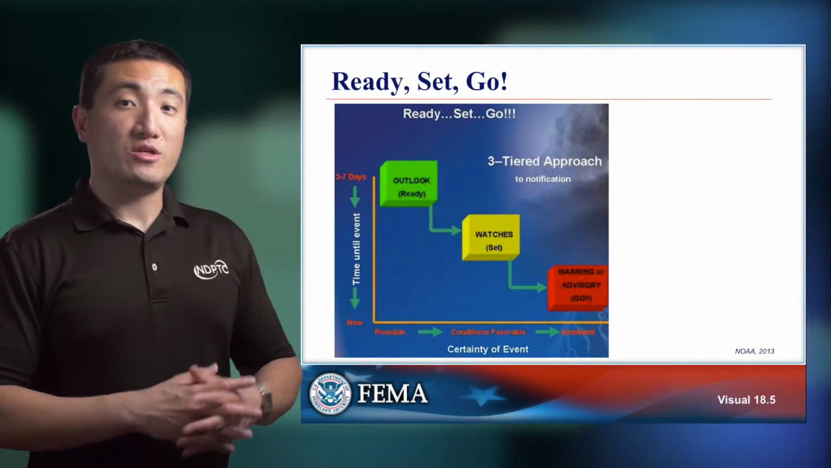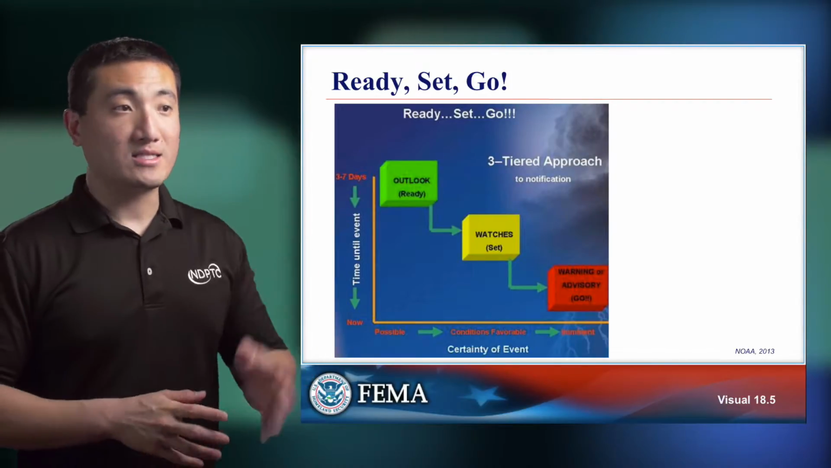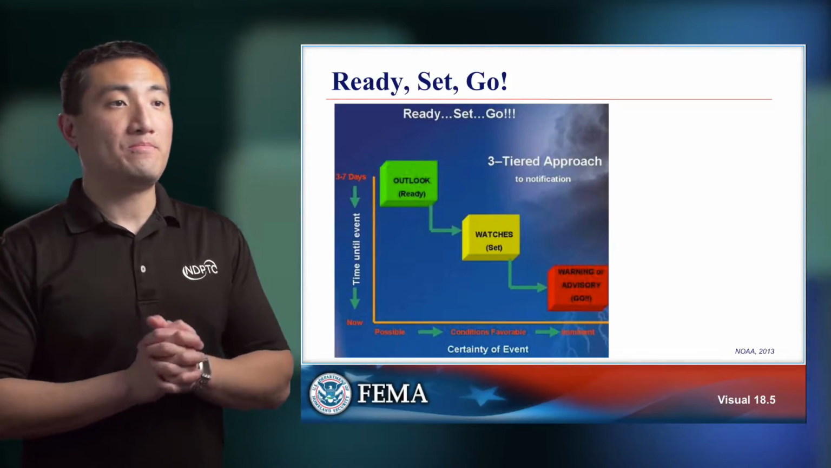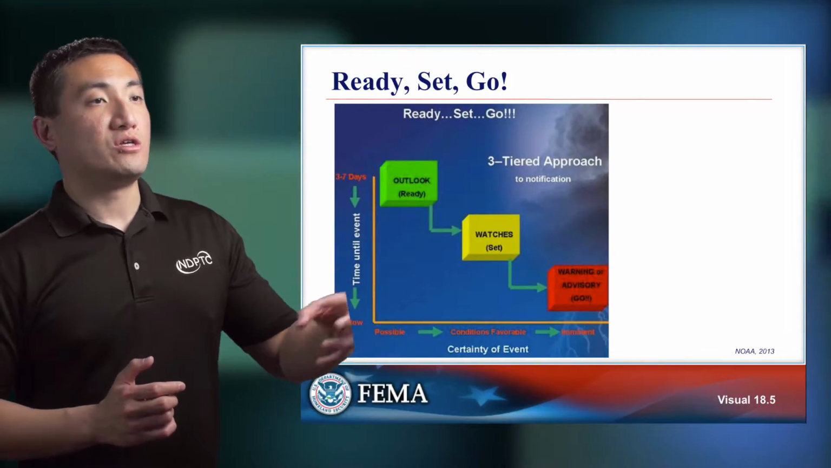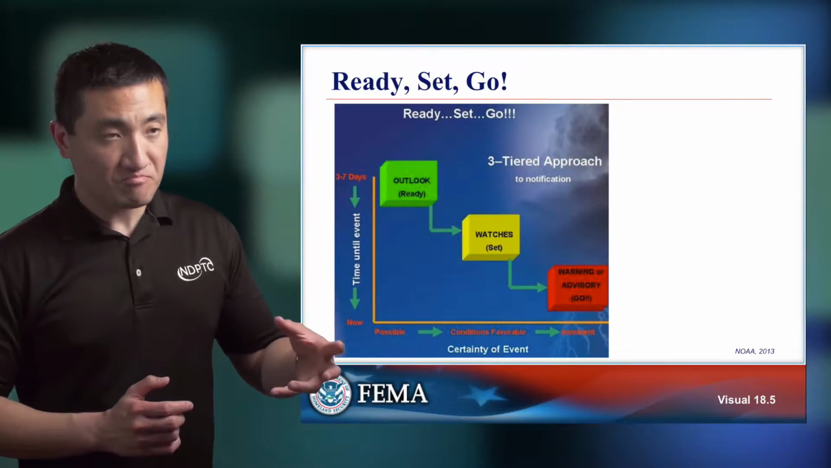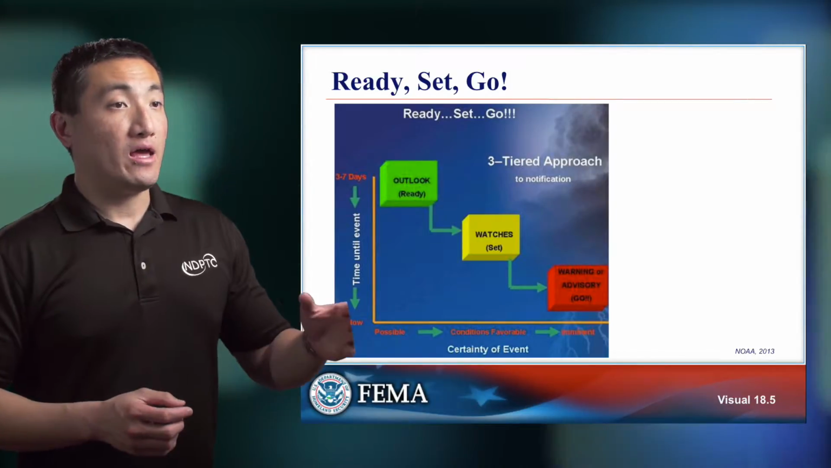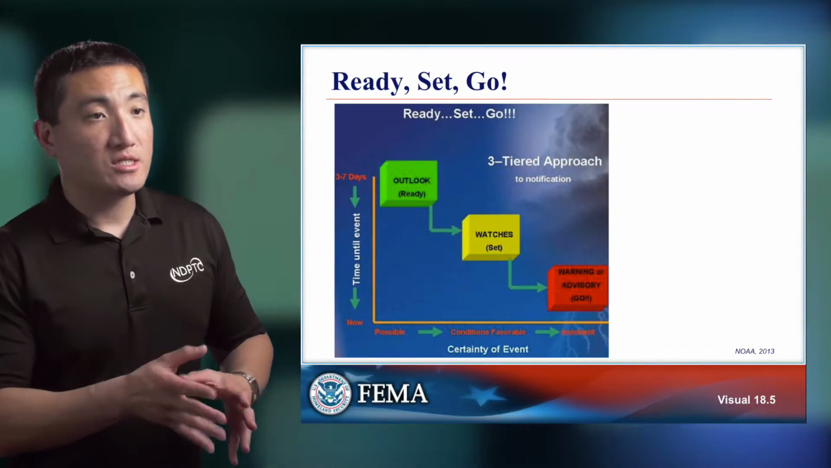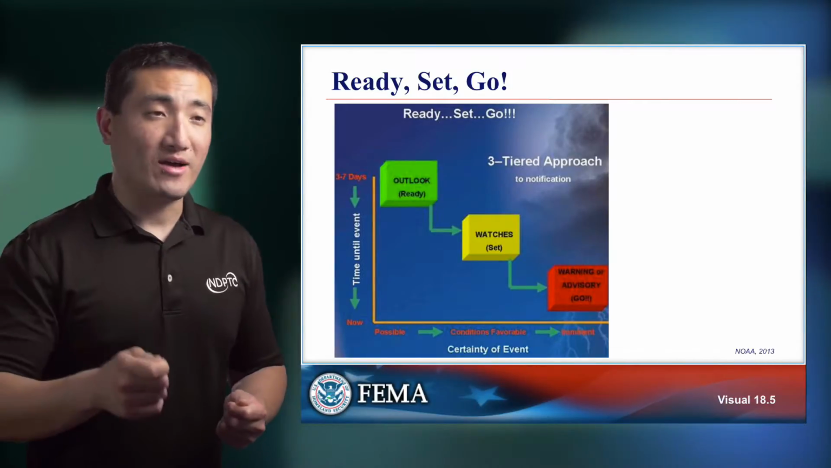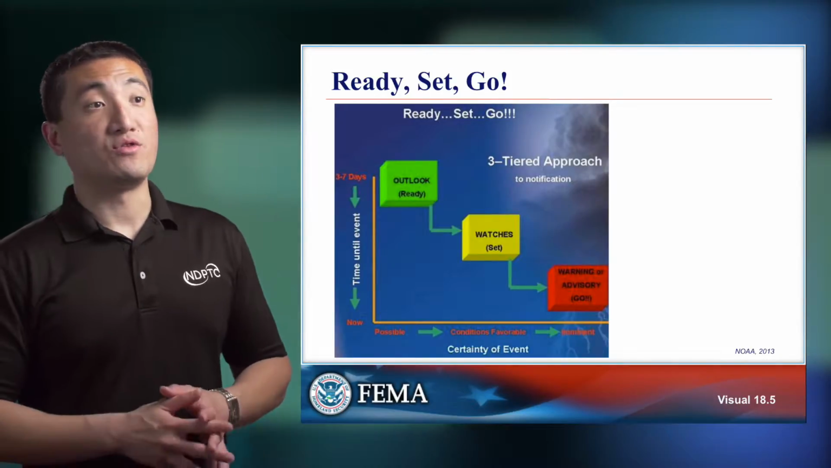This is better illustrated using this flow chart here. You see that in terms on the y-axis, you see the time until event. X-axis, the horizontal, you see certainty of event. And the outlooks are the routine products that are issued on a daily basis, depending on the weather hazard we're discussing. And then when conditions are favorable, we go to watches. And then when a certain type of hazardous weather is imminent, then we're talking about warnings or advisories, depending on severity.